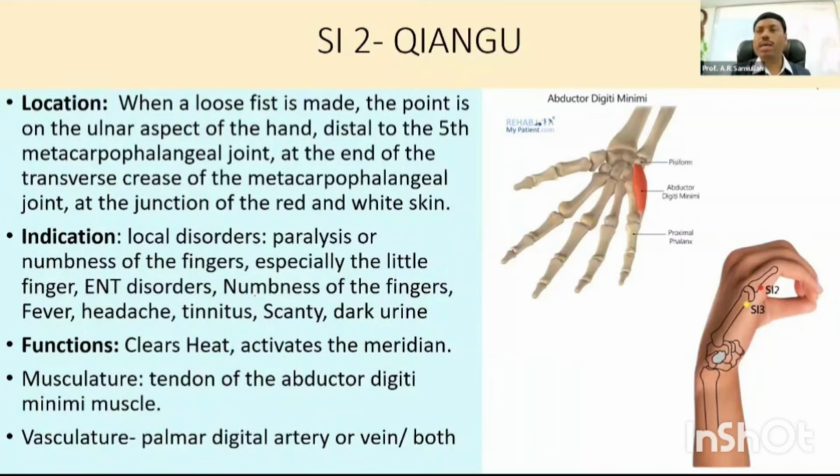SI1 is equivalent to LI5 because SI1 energy goes to the colon. Small intestine energy goes to the large intestine energy, that is known as SI1. That goes to the colon, small intestine to large intestine, the energy passes here. But the SI2 point is communicating to the small intestine and urinary bladder.